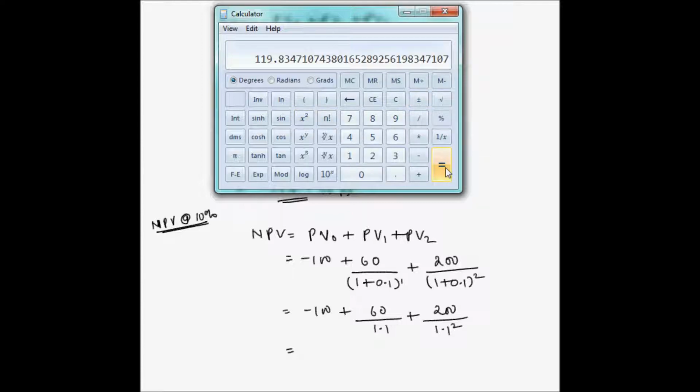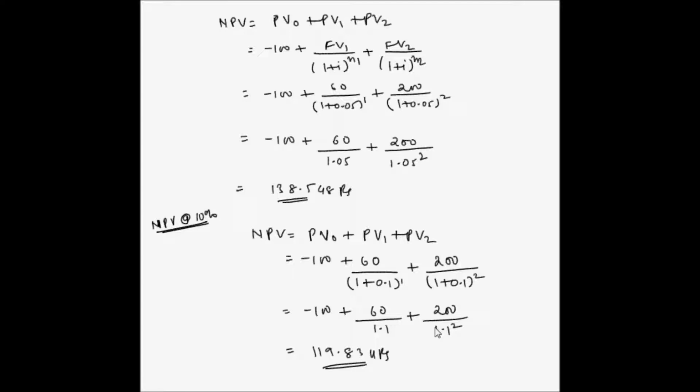So this is equal to 119.834 rupees. So for project B, the NPV at 5% discount rate is 138.548 rupees, whereas the NPV at 10% discount rate is 119.834 rupees.